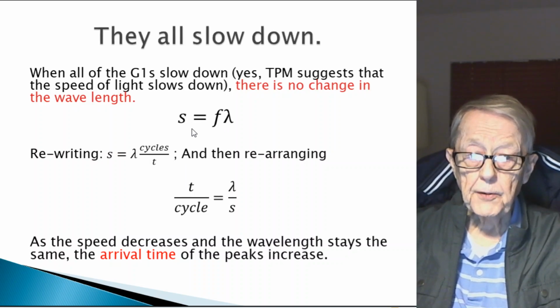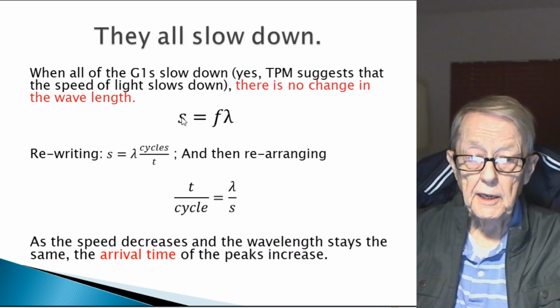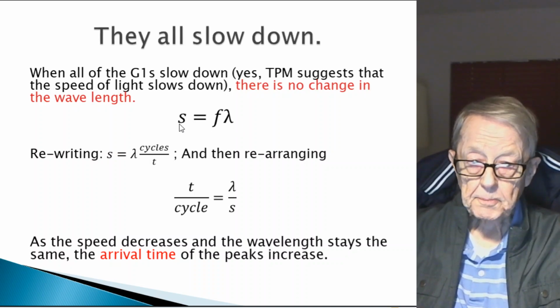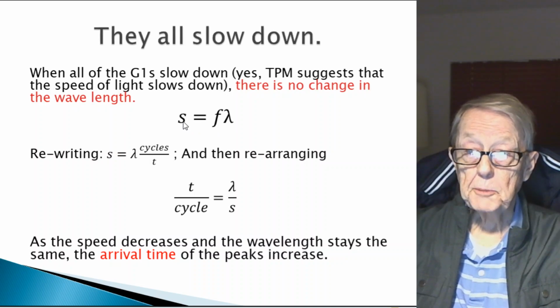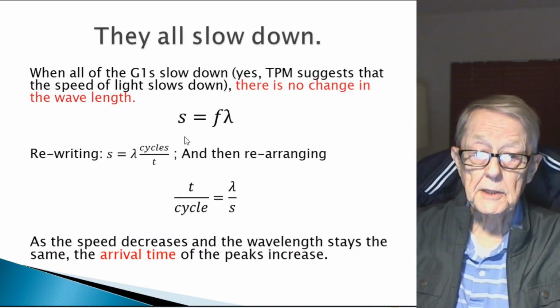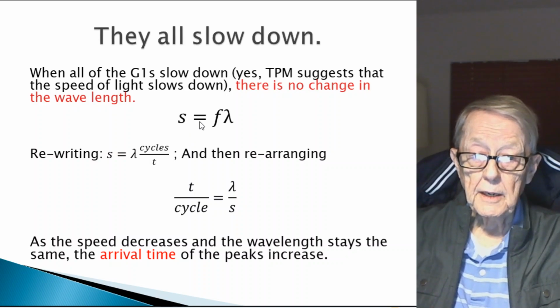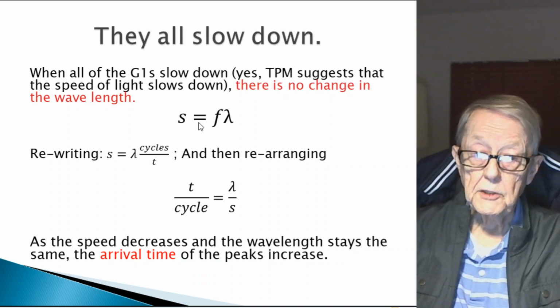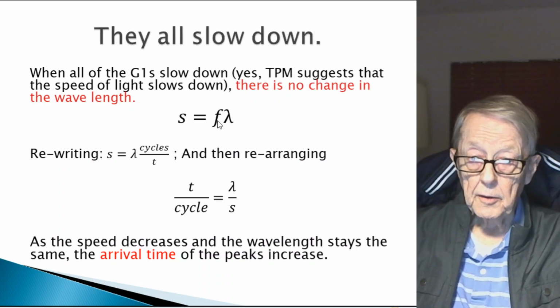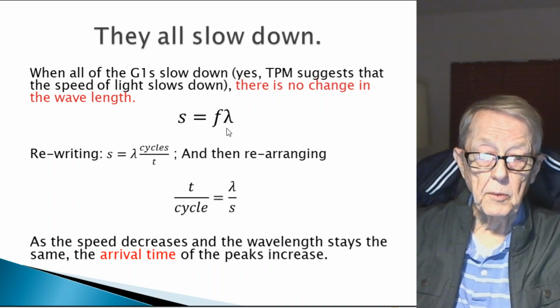Now here's a different equation, pretty much a basic equation, which normally you see as C equals F, frequency, times wavelength, lambda. I replace it with S because if I said C, you would interpret that as a constant, and I'm not saying the speed of light is constant. So this is the speed of light as it transits from a distant star to us, and its value is the product of the frequency times wavelength.